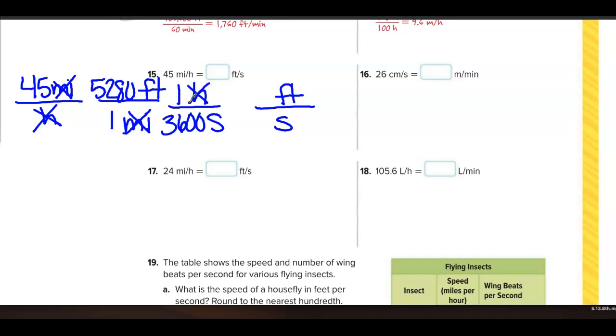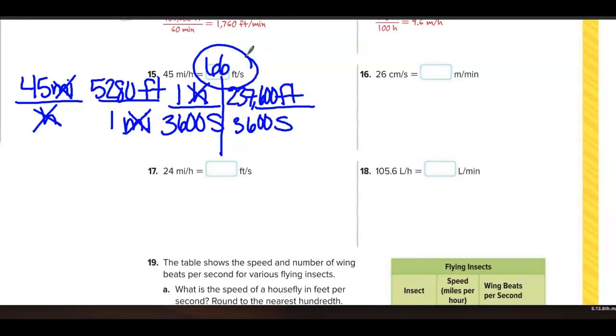On top, I have 45 times 5,280. I get 237,600. And then on bottom, I have 1 times 3,600, so I would just have 3,600. Since I have a number on top of a number, I will divide 237,600 divided by 3,600, and I get the answer of 66 feet per second.